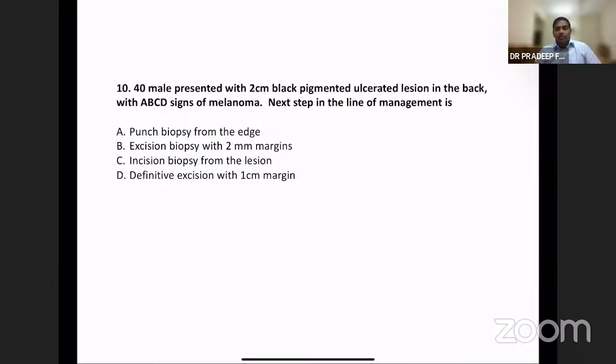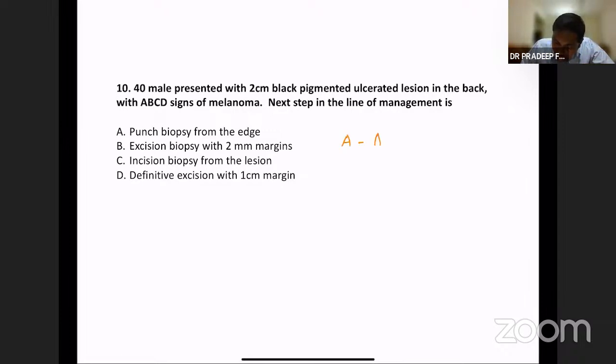Right. Now we will discuss about skin malignancy a bit. A 40 male presented with a 2 centimeter black pigmented ulcerated lesion in the back with ABCD signs of melanoma. What is the next step in the line of management? So, how to deal a patient with a suspicious melanotic lesion? So, this patient has a black pigmented ulcerated lesion. The first differential diagnosis, we will think it as a melanoma, and it has been very well proven or more suggestive by ABCD signs. What do you mean by the ABCD signs of melanoma?